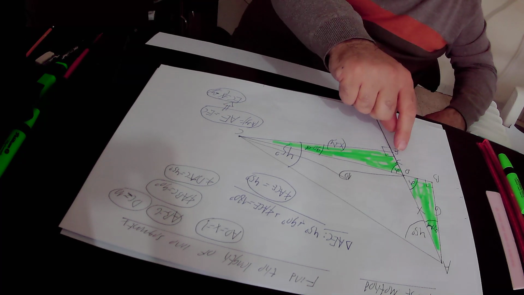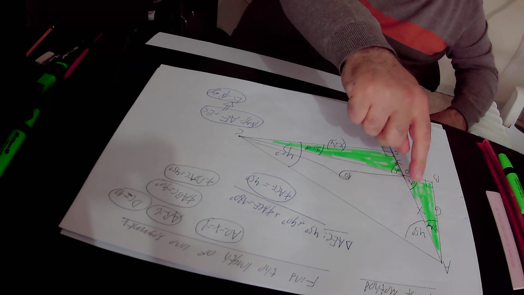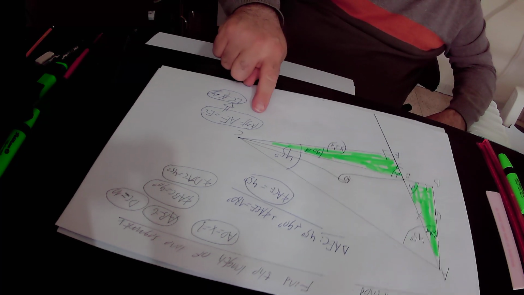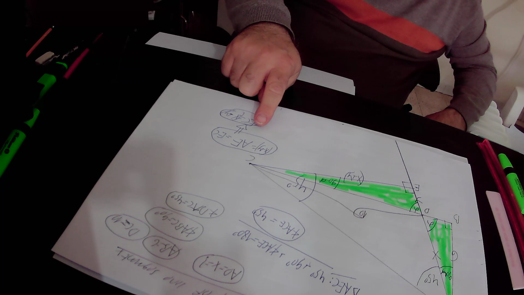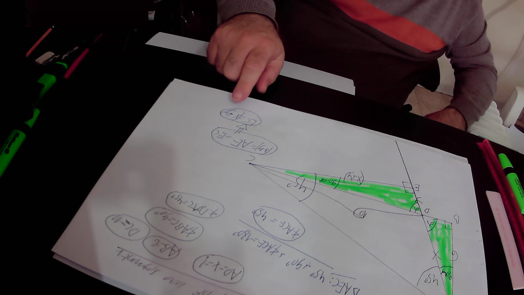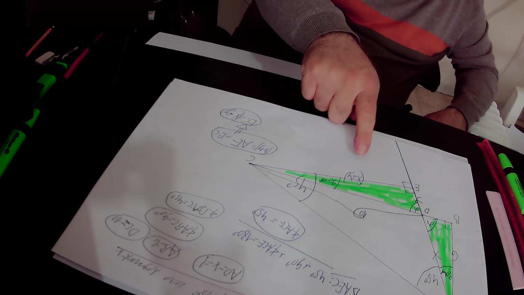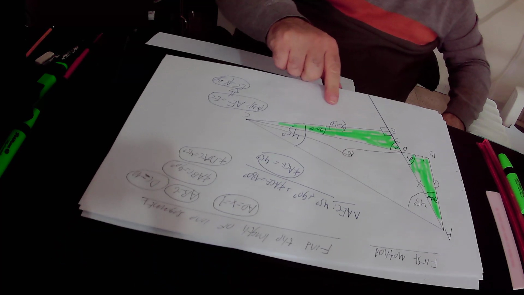We define DE as Y, therefore AE equals X plus Y. So from this equation, X plus Y equals AE equals EC, we derive that EC also equals X plus Y. So we can write here that EC equals X plus Y.